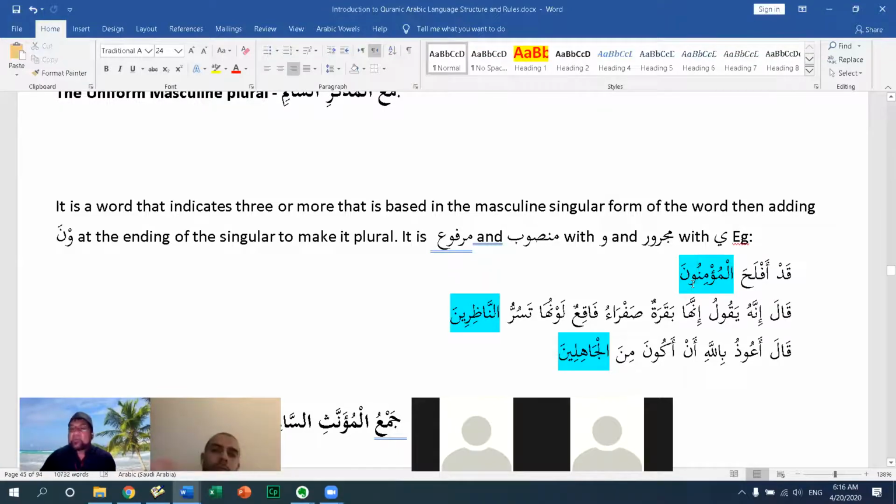The way we do i'rab of this, we say قد حرف تأكيد, أفلح فعل ماض مبني على الفتحة والفاعل ضمير مستتر تقديره هو يرجع إلى لفظ الجلالة. لا, أعوذ بالله, I messed up. That's all wrong. أفلح فعل ماض مبني على الفتحة والفاعل المؤمنون. المؤمنون فاعل مرفوع وعلامة الرفع الضمة.